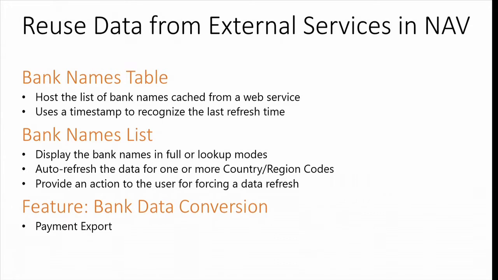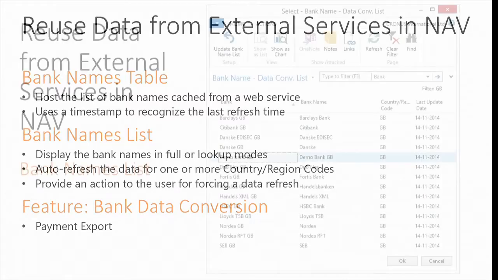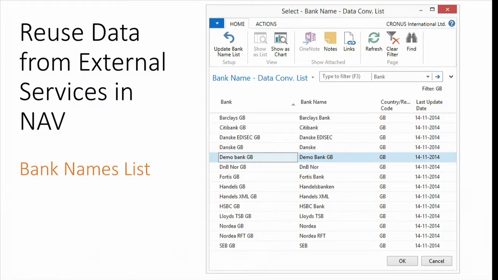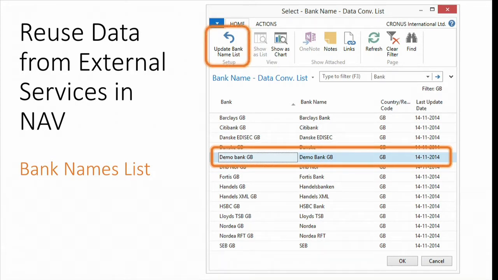Where did we use that? We used it for the payment export feature, where we generate bank-specific file formats. So we need the bank name to communicate it to the web service that does the conversion, and from this one, we get the right file and give it out to the user. This is how the page looks, where each of the bank names is already time-stamped and associated with a country code, and the user has this action to decide if they want to refresh it at some point of time.